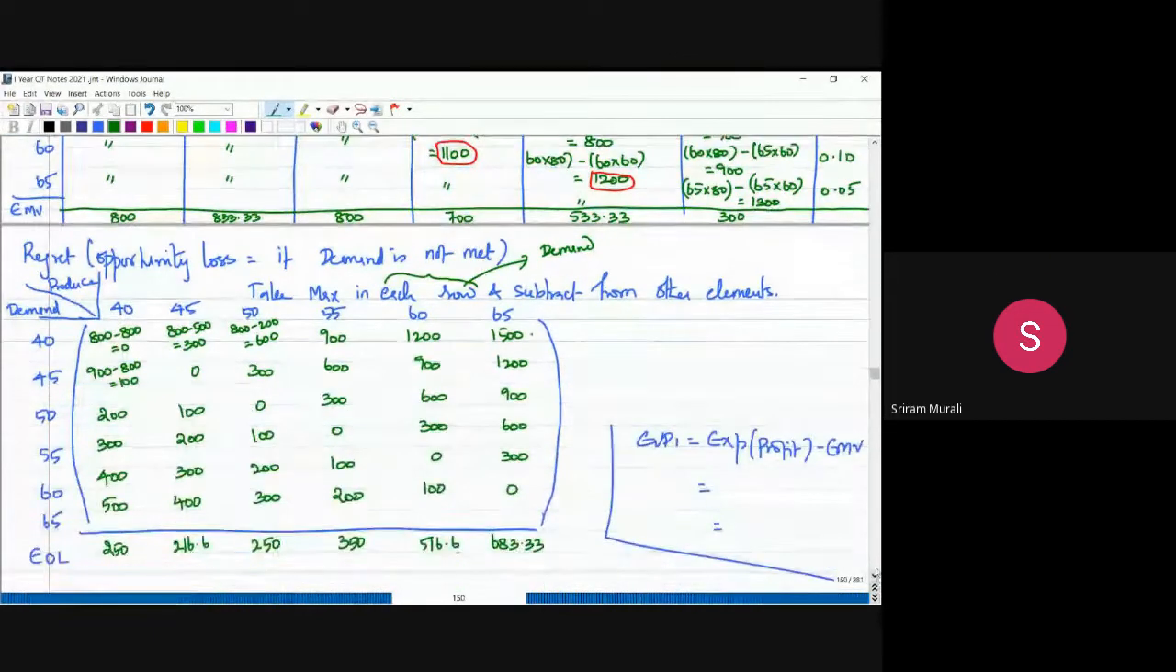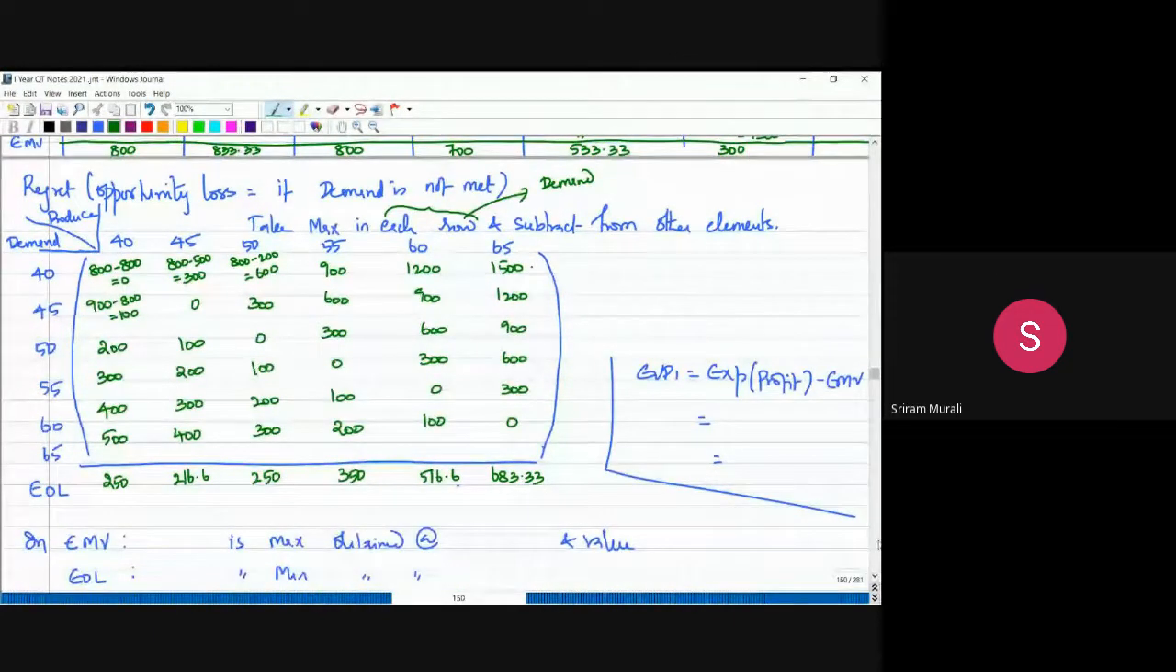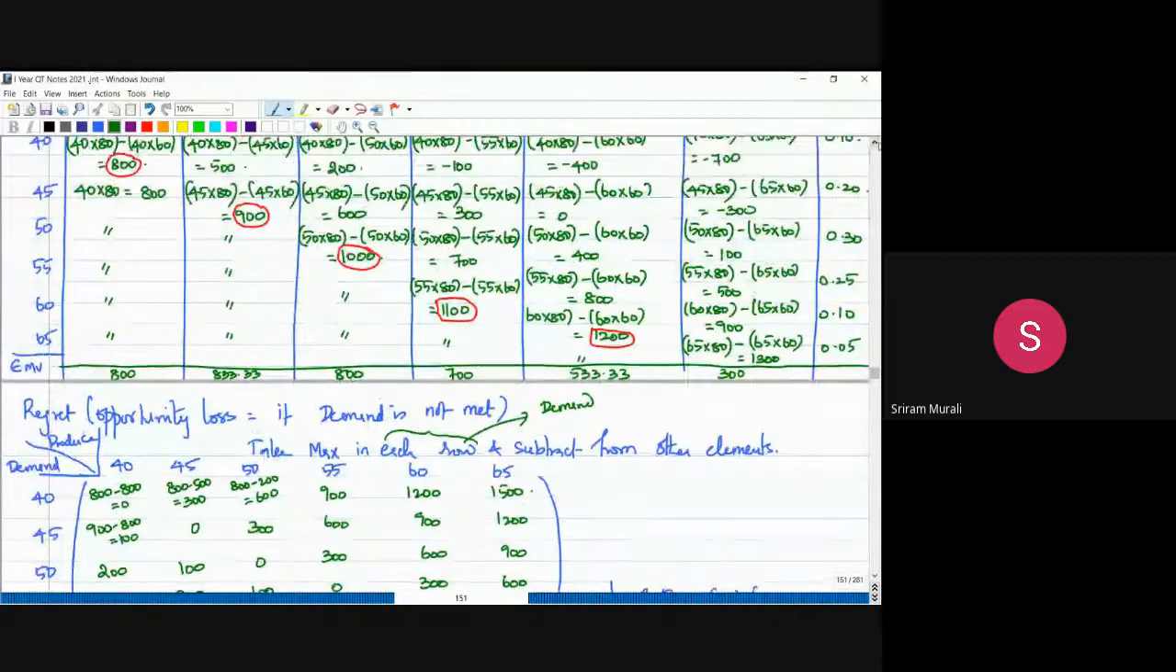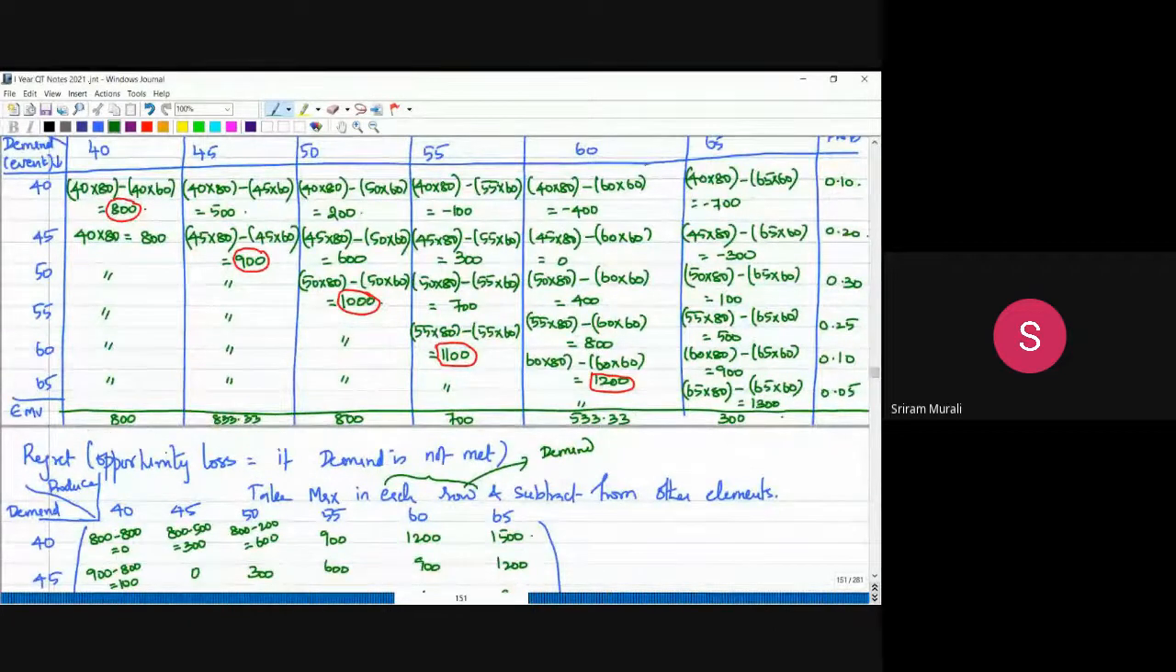Now, what is the maximum in EMV? 833.33. Am I right? The maximum is obtained where? At 45.45 and the value is 900. See, this is the maximum in this EMV, which is obtained at 45.45 and the value is 900.